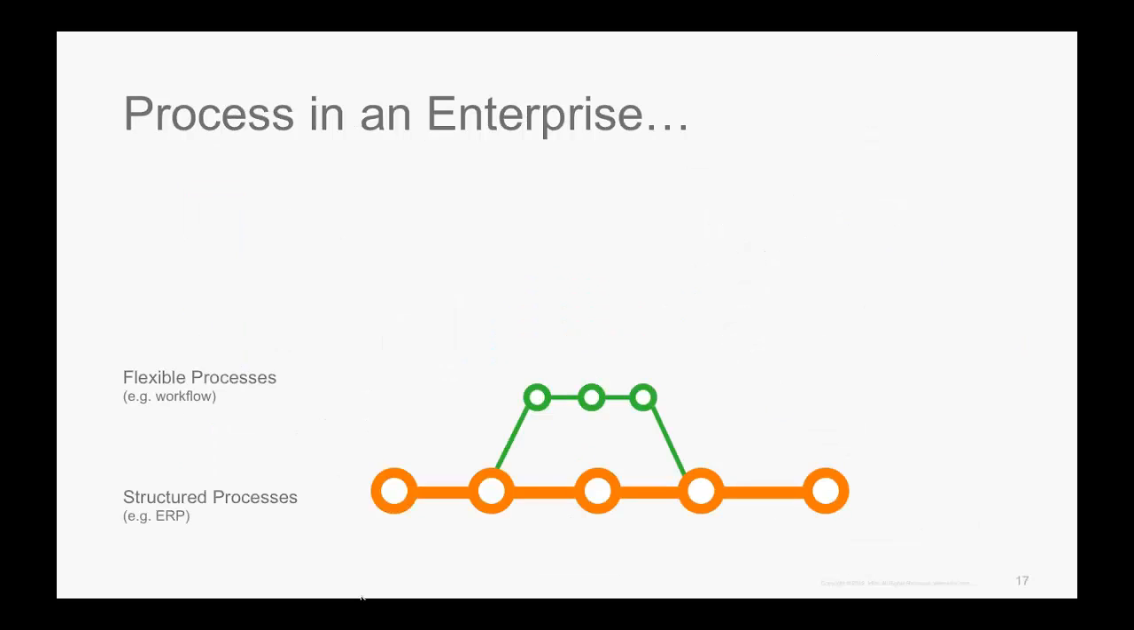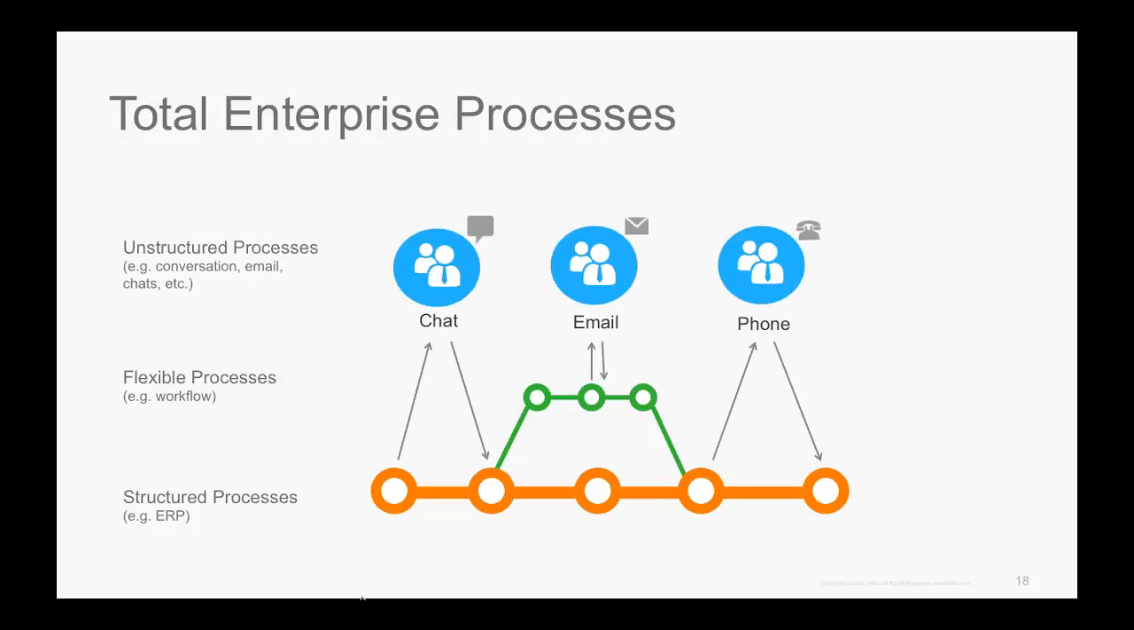And if you look at it in a process in an enterprise, you have the flexible processes and the standard structured processes. Structured processes are everything that happens in your ERP, what you're doing day to day. The flexible processes are workflows that would kick off as a result of things happening within the structured process. And then you have, of course, what happens in the real world outside of this, the unstructured process of people chatting, emailing, phones, stopping at the water coolers, having those conversations.